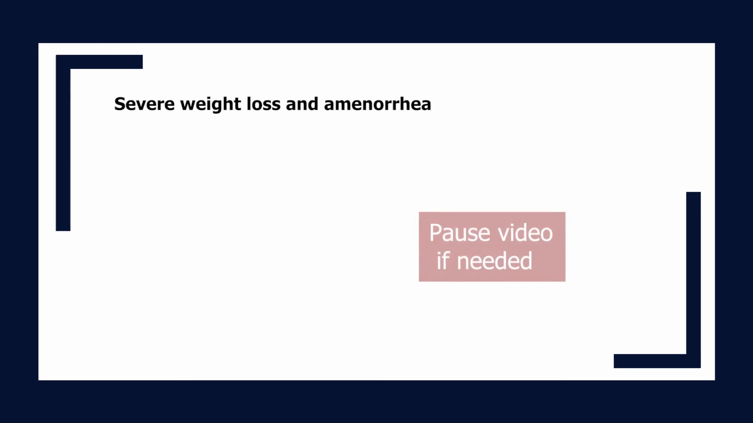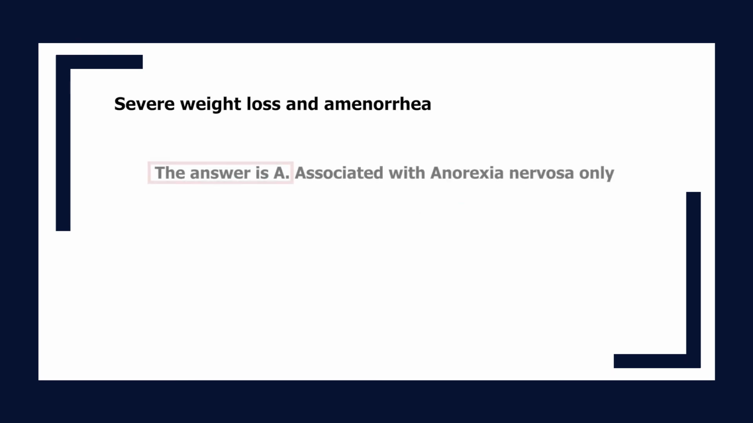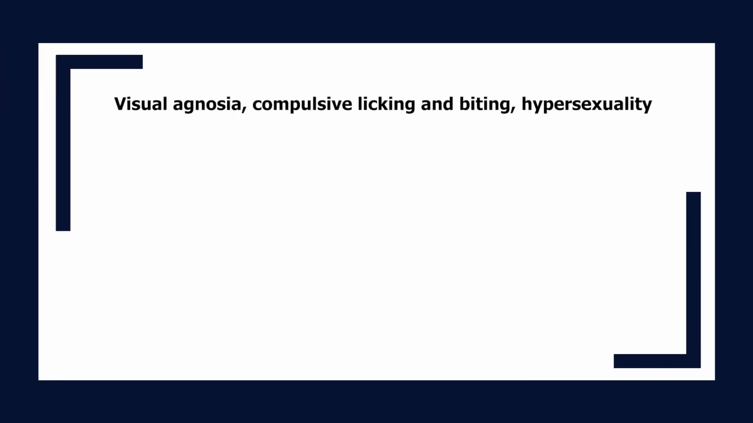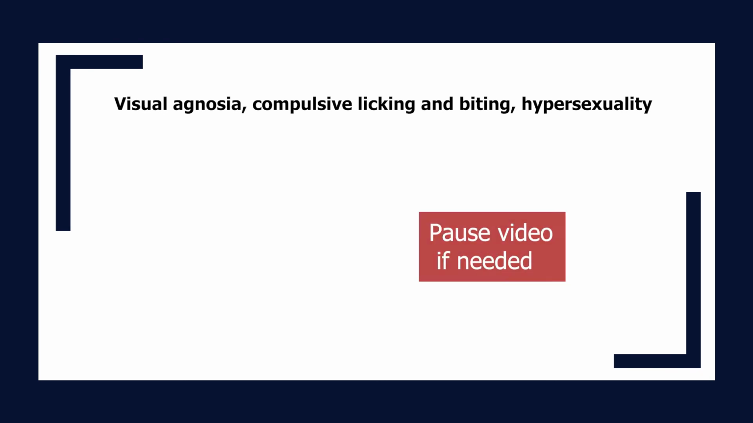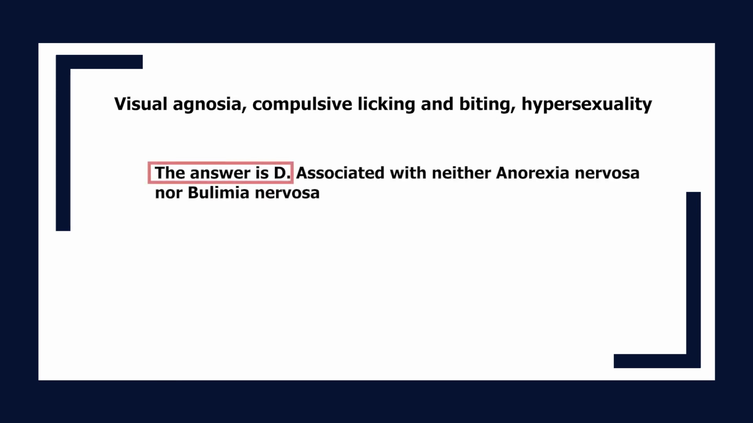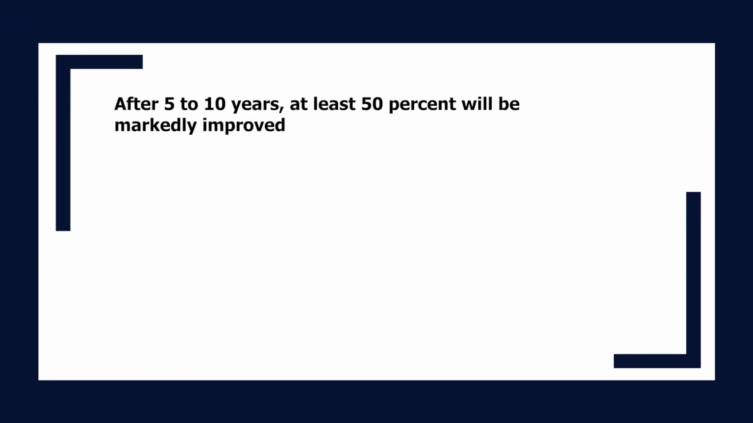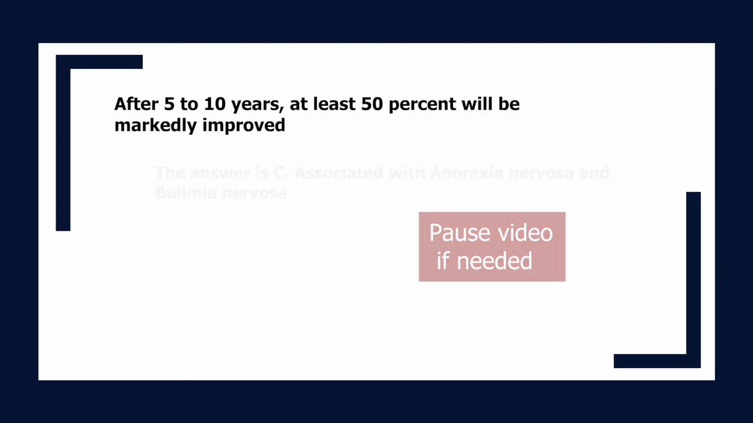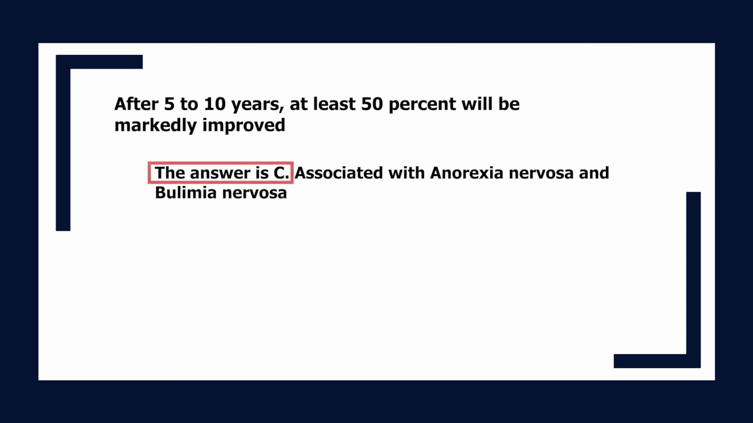Severe weight loss and amenorrhea. The answer is A. Associated with anorexia nervosa only. Visual agnosia, compulsive licking and biting, hypersexuality. The answer is D. Associated with neither anorexia nervosa nor bulimia nervosa. After 5 to 10 years, at least 50% will be markedly improved. The answer is C. Associated with anorexia nervosa and bulimia nervosa.